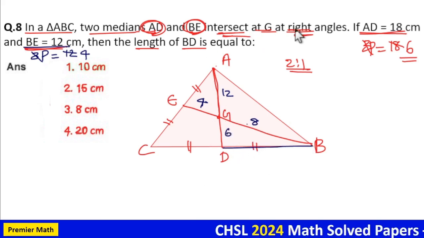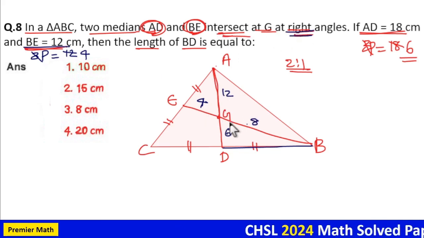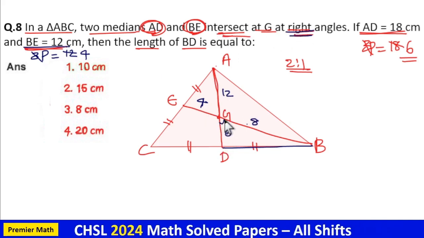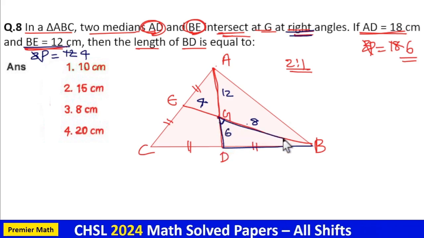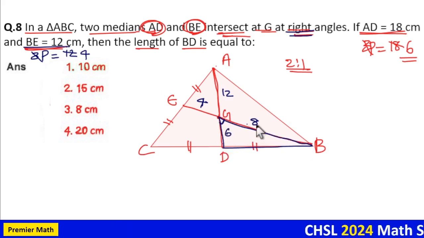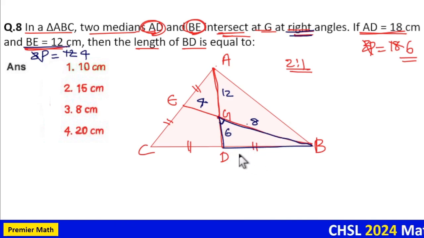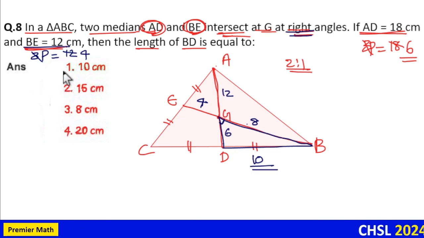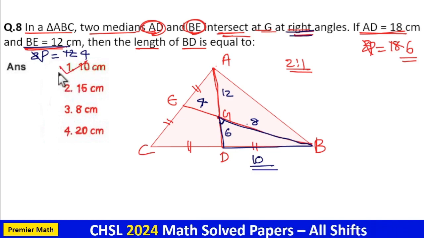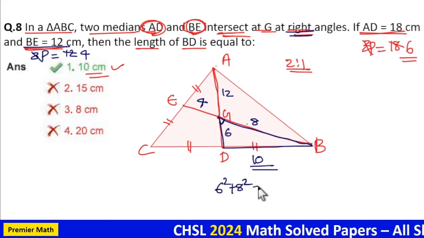And here the question says these two medians intersect at right angle. So this angle is 90 degree, which means this is a right angle triangle. In that case, one side is 6, other is 8. Then the third side must be 10 centimeter. So option 1 is your answer. That is 6 square plus 8 square is equal to 10 square.